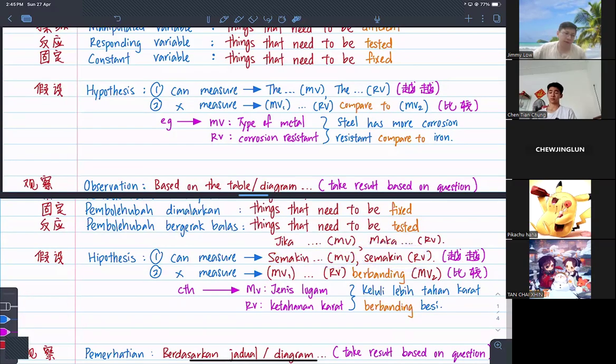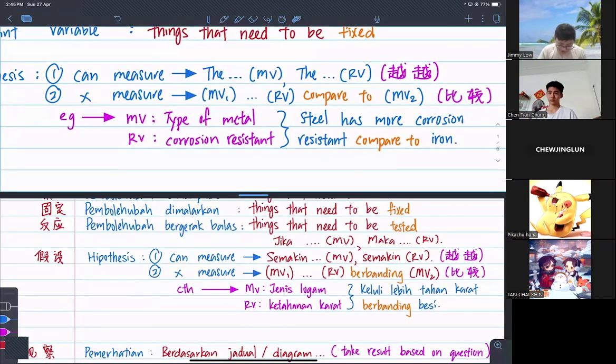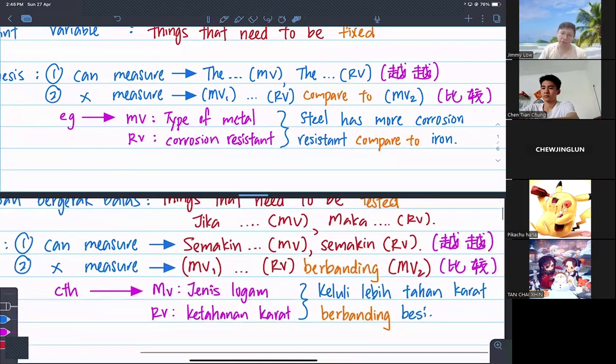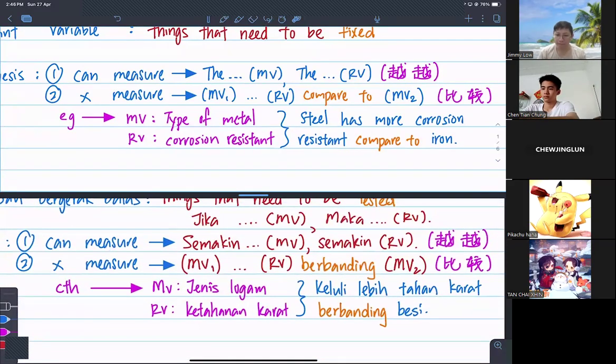But when it comes to some scenario, whichever you know that you cannot use the more the less. For example, you look at the question here. I cannot say the more the steel, the less the corrosion resistant. This is not logic, right? So when it comes to here, you cannot use the more the less already. You have to do comparison.